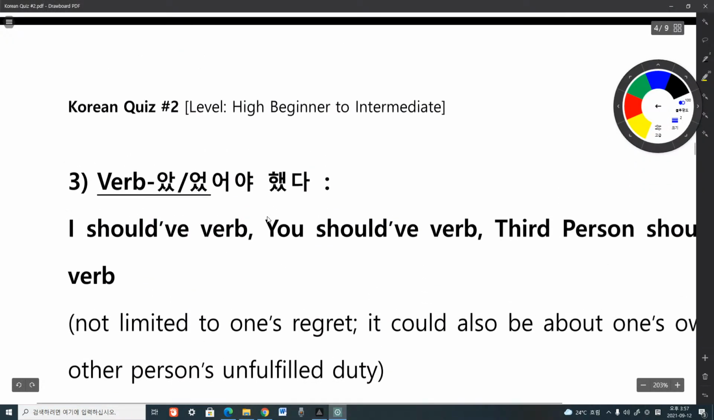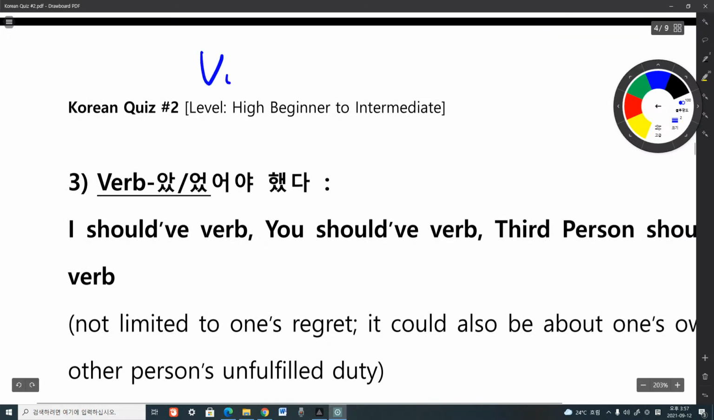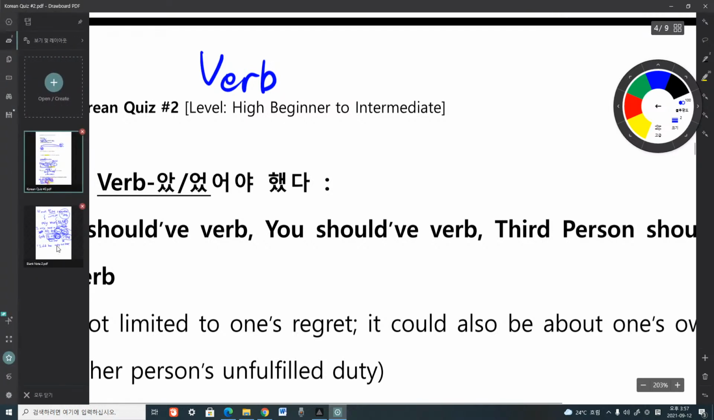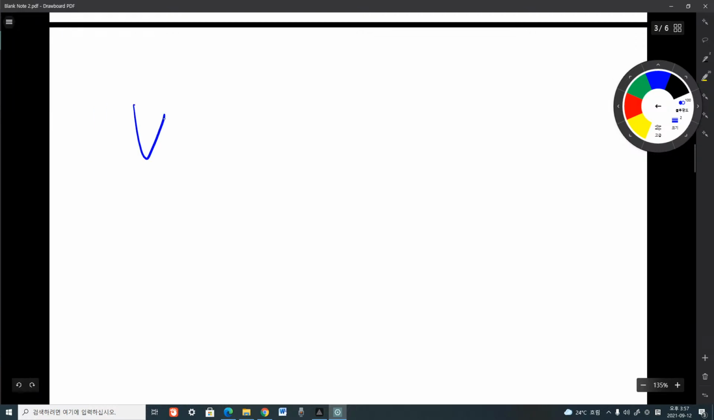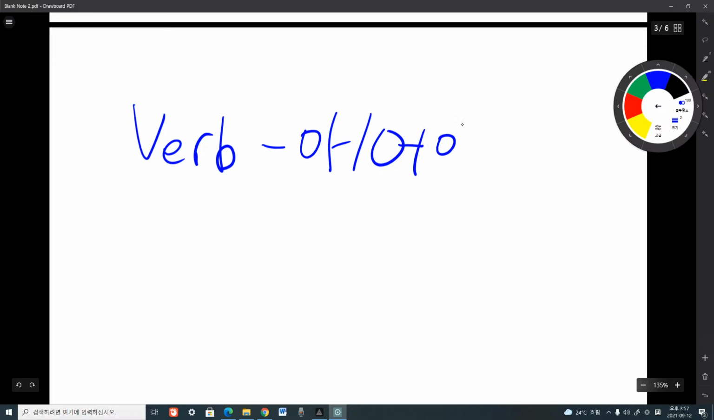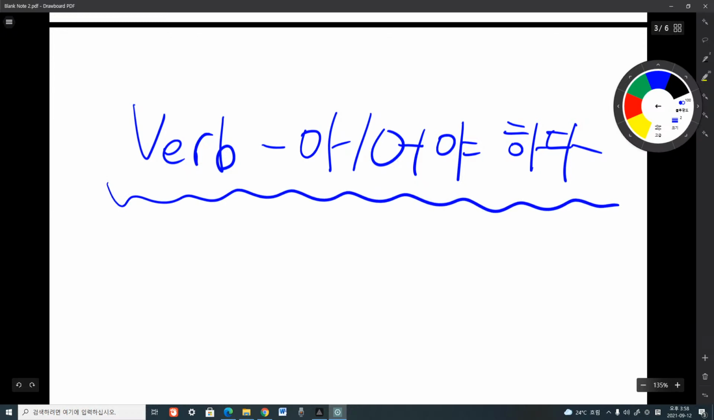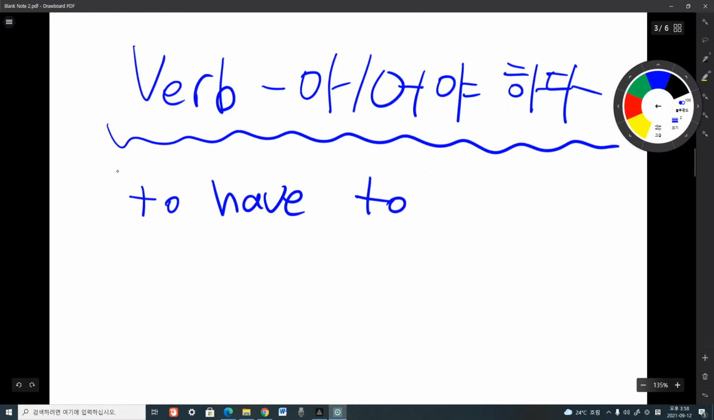여러분 그거 알죠? Do you know this expression? Verb. Of course you guys know. 잠깐만요. Let me open a blank note. If you say verb and conjugate it in present tense and then say 야하다. You guys know what this means, right? Verb 야하다. It means to have to, right? To have to.